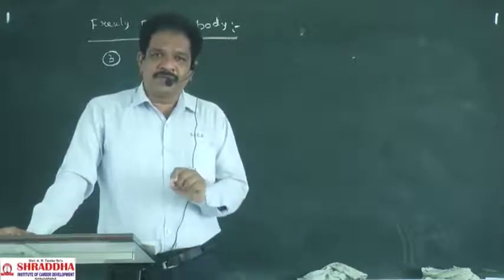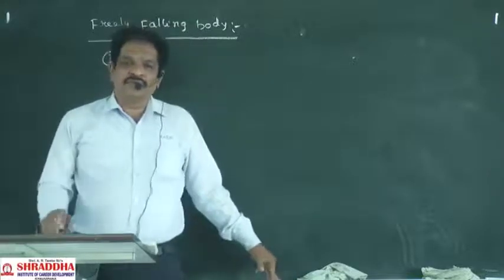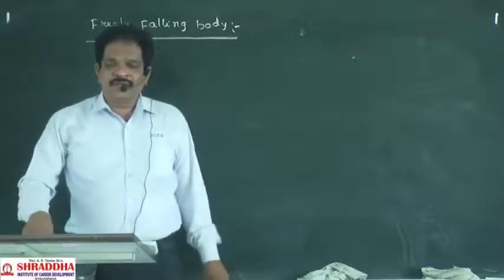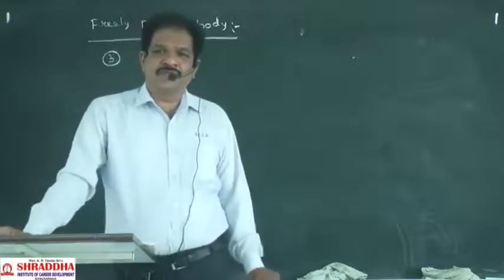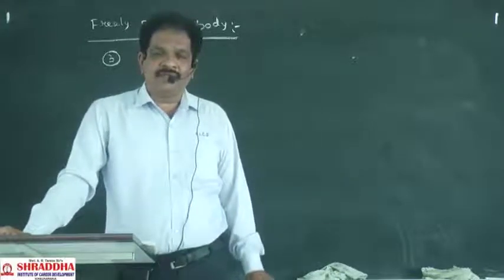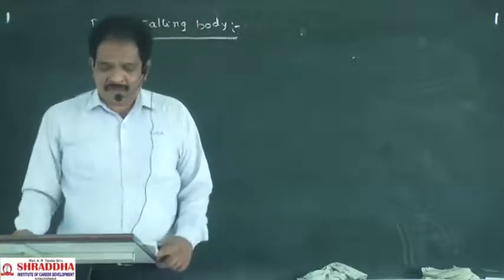S1 : S2 : S3 and so on is equal to 1:3:5, and so on, 2n minus 1. The ratio of distances in 1 second, 2 seconds, 3 seconds, n seconds will be 1:4:9, and so on, n square.